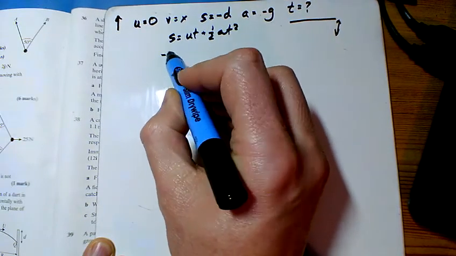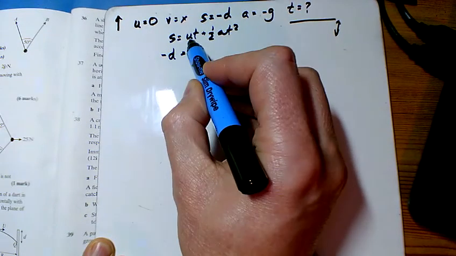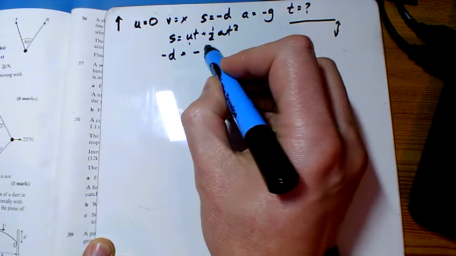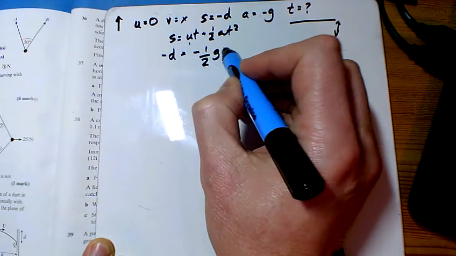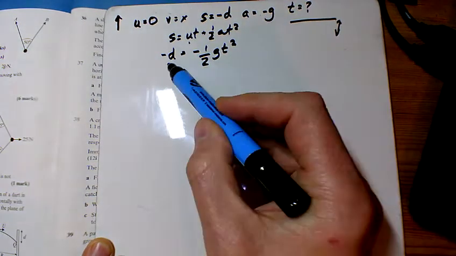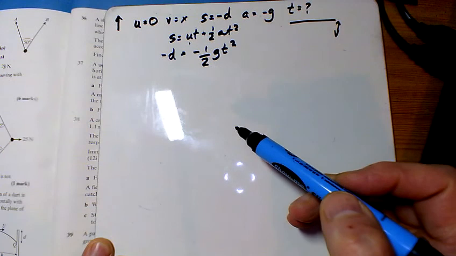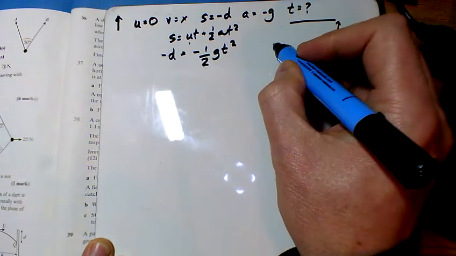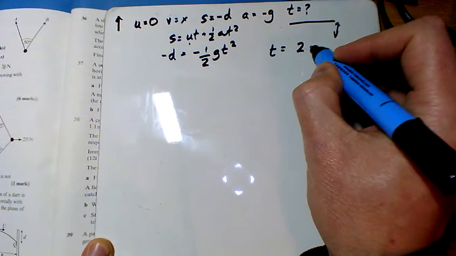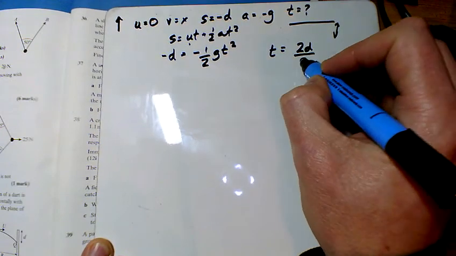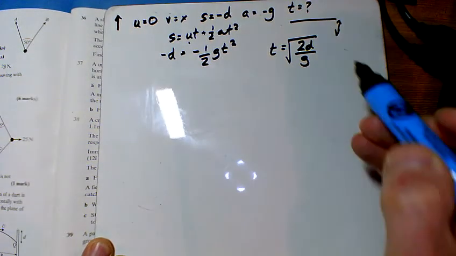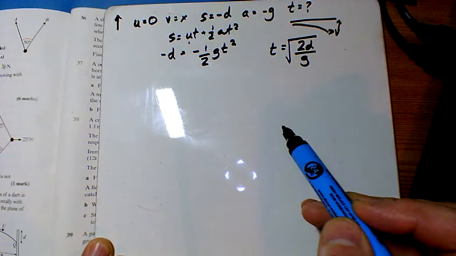And so I've got minus d equals, well, this is just 0 because u is 0. So I've got minus a half gt squared. Minus because I've got a minus g there. So look, the minuses didn't matter in the end there. The minuses are going to cancel out. And rearranging, I can see that t is equal to the square root of 2d divided by g. And that's the time it takes for the dart to get to that point there.